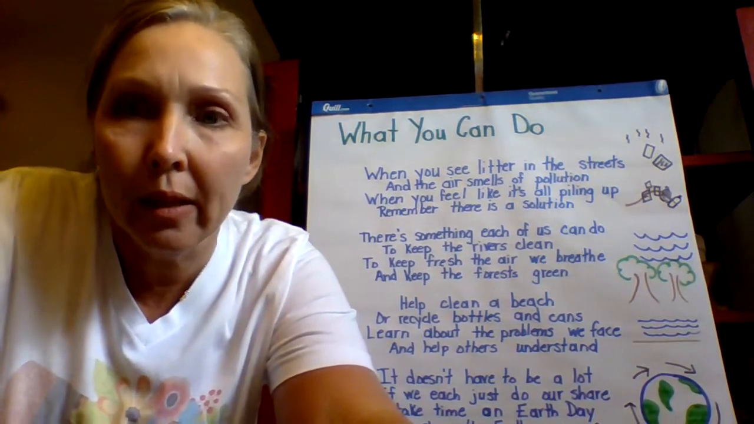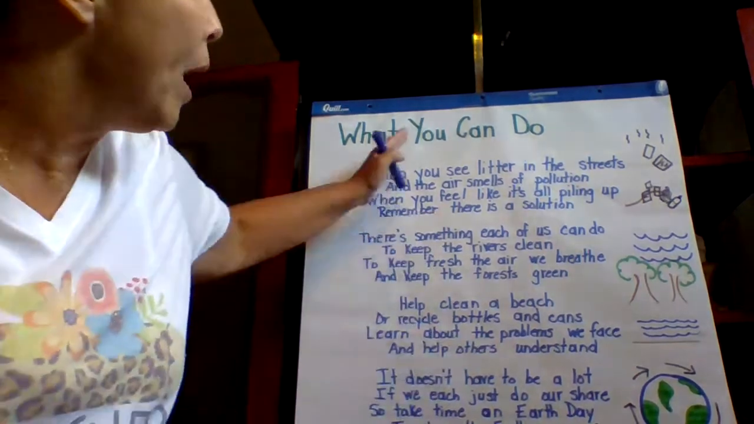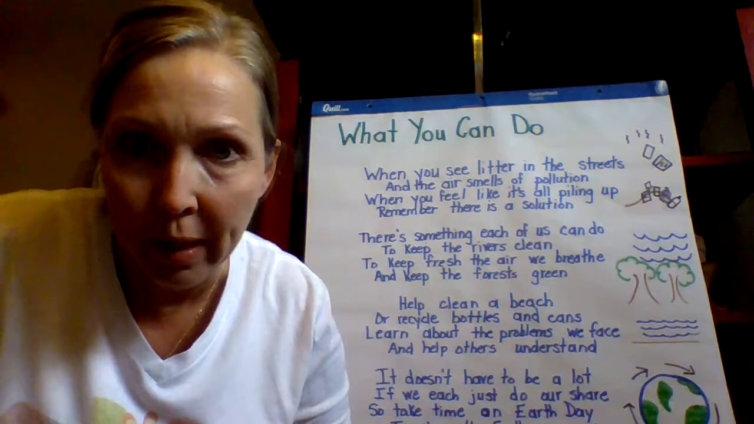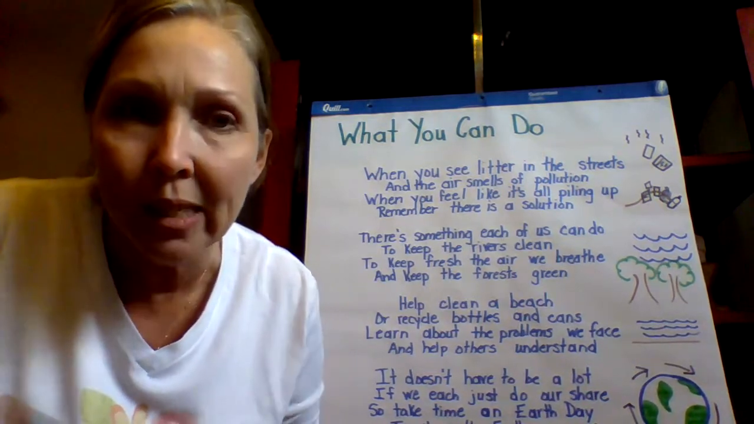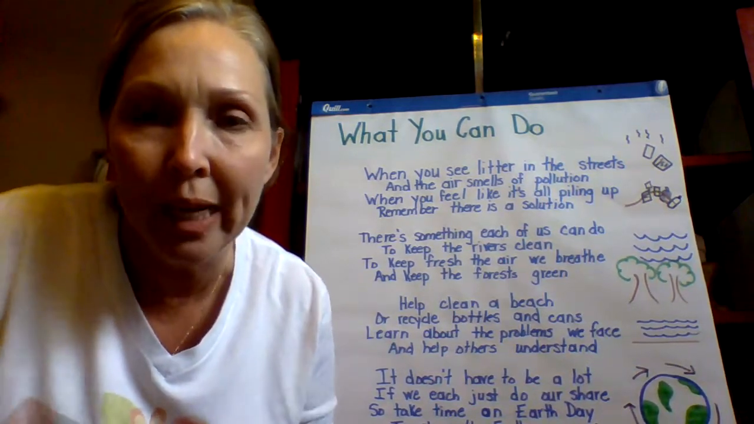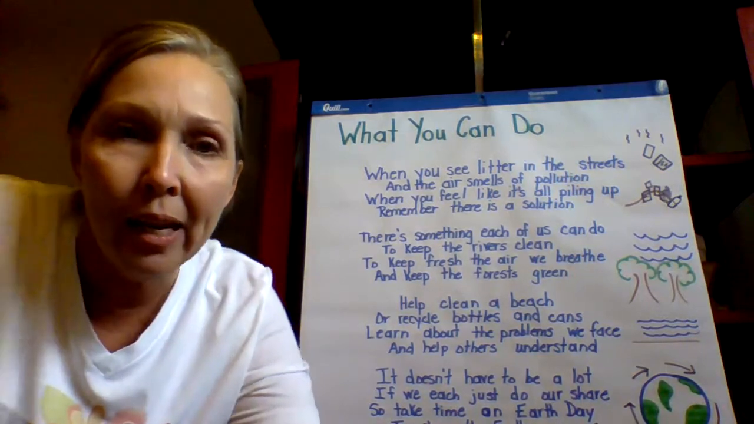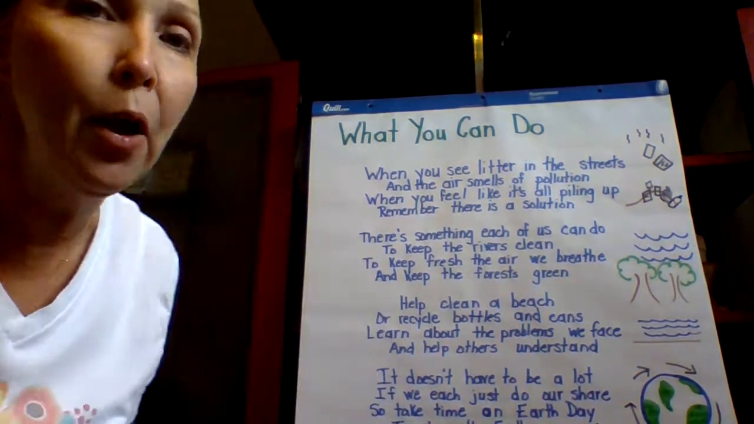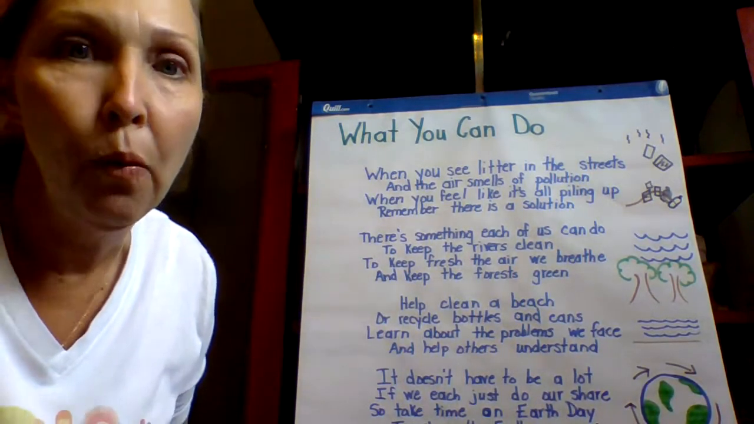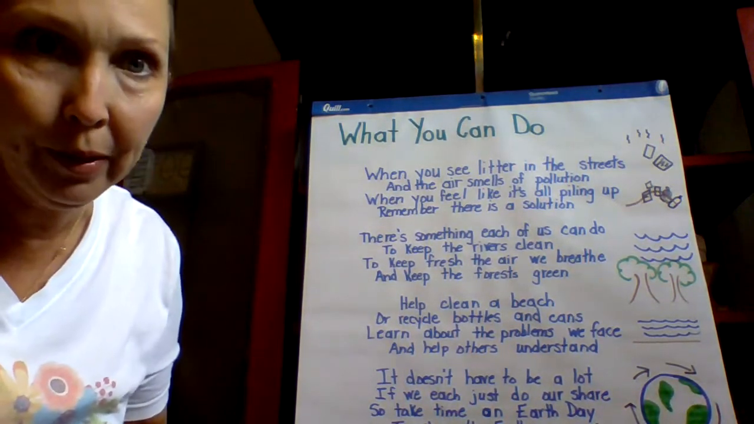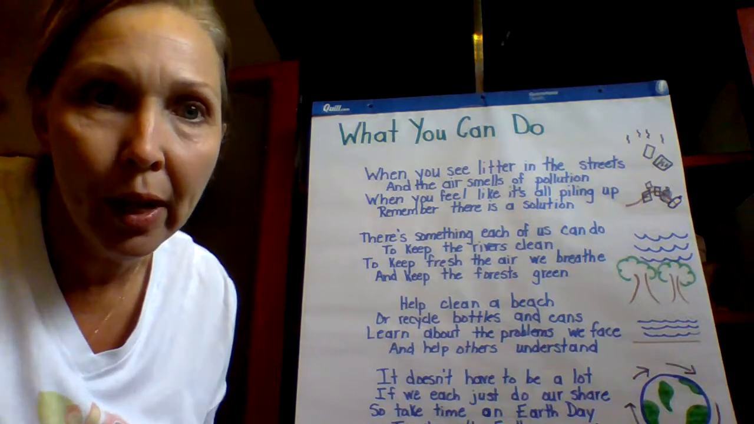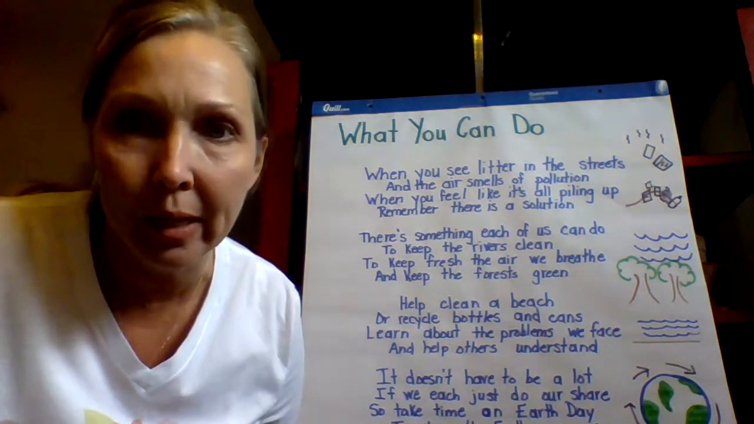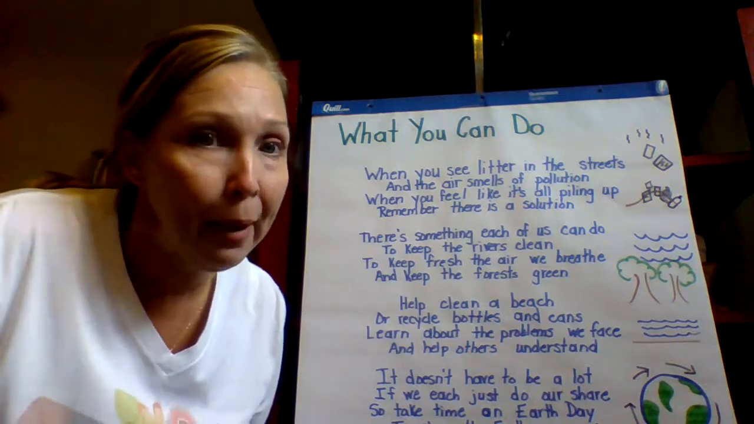So we're going to look at this poem today. It's called What You Can Do. So what can you do today to celebrate the earth? I want you to think about that and see if this poem helps you and gives you any ideas. And I'd love to see some pictures posted, okay? All right, so the title is What You Can Do. So I'm going to read it along, and then we'll go back and we'll talk about some of the things that we can do to celebrate our earth today, okay?